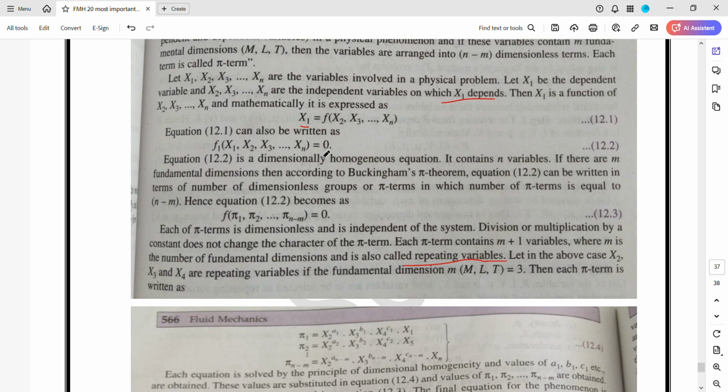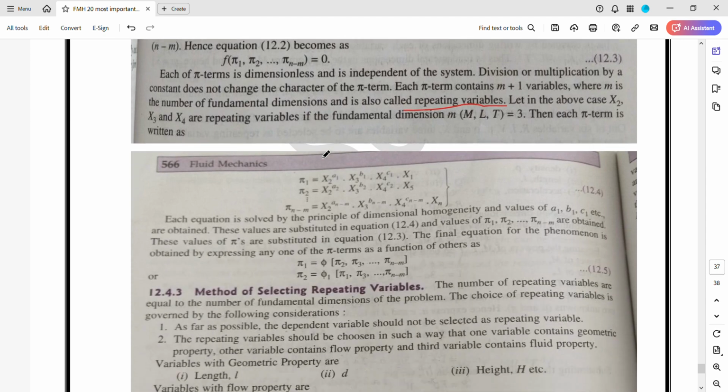Then how can we write each pi term? Pi 1 is equal to x2 to the a1, x3 to the b1, x4 to the c1, into x1. Pi 2 is equal to x2 to the a2, x3 to the b2, x4 to the c2, into x5, and pi n minus m is equal to x2 to the a n minus m, x3 to the b n minus m, x4 to the c n minus m, into xn.